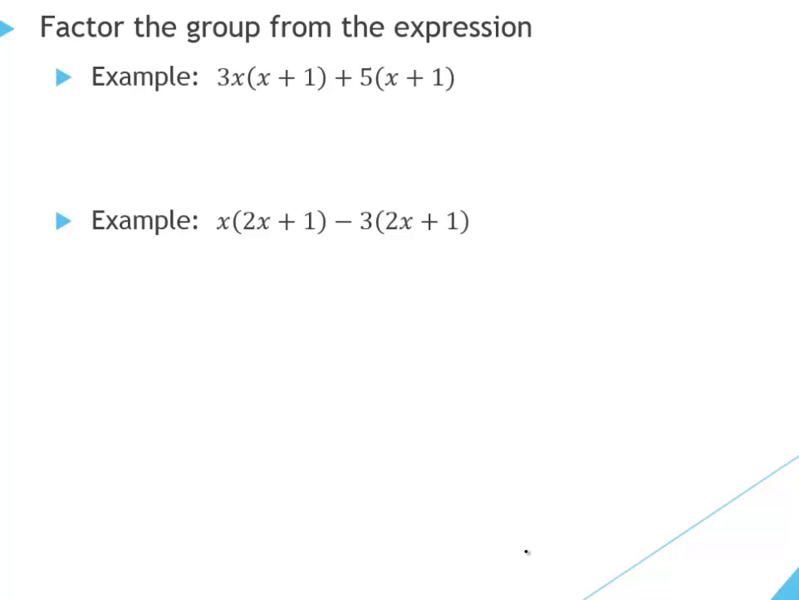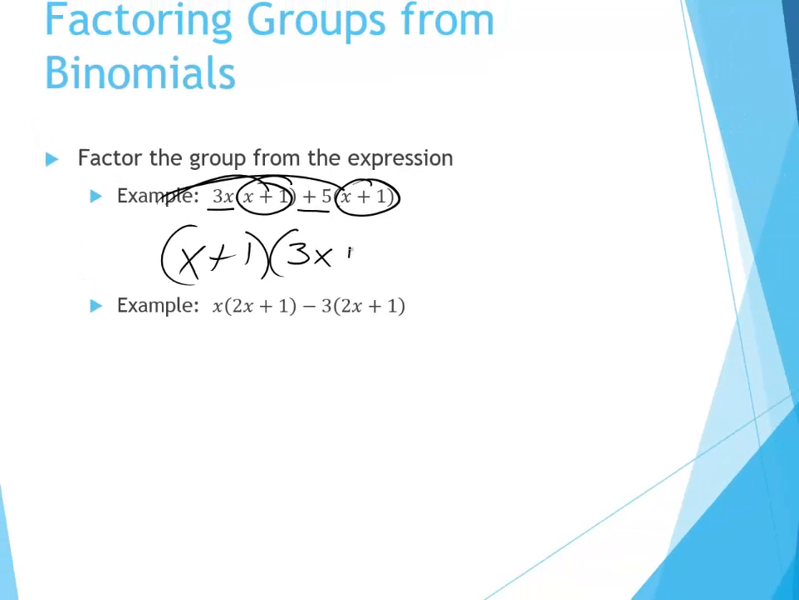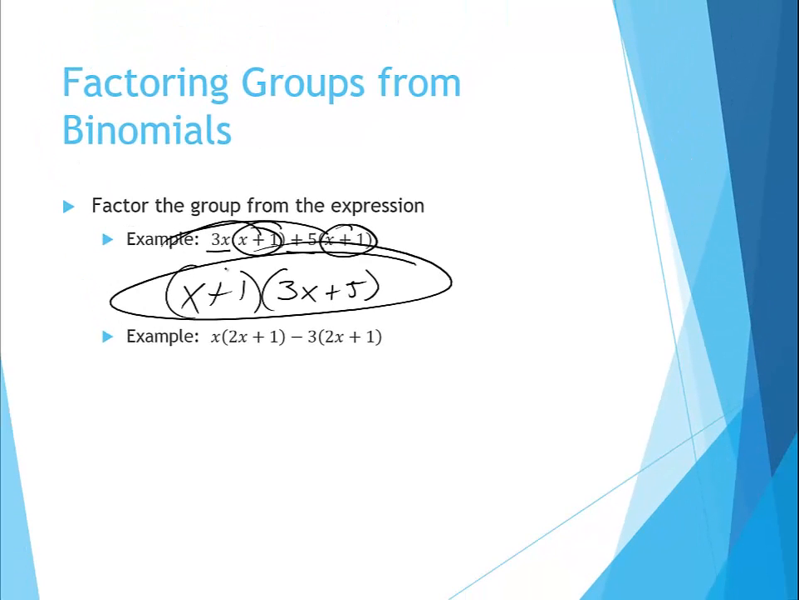Okay, now this part's really easy. Factoring groups from your binomials. These two examples are already factored. You just got to pull out whatever's the same. Now whatever's the same is your x plus 1. So pull that out. And you're going to get x plus 1 on the left side. And on the right side, you have 3x plus 5 left. So that goes on the inside. So 3x plus 5. That's it.